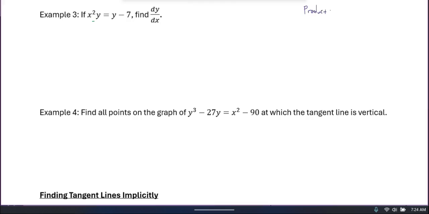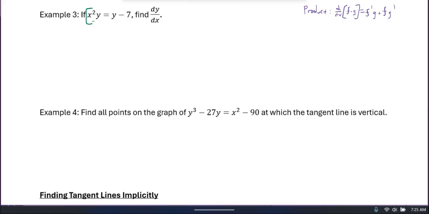The product rule is that if you have the derivative of any two functions multiplied together, I'm just going to abbreviate f times g. It's the derivative of the first times the second plus the first times the derivative of the second. F prime g plus fg prime. So in this case, x squared will act as f and y will act as g. So let's go ahead and get into the derivative.